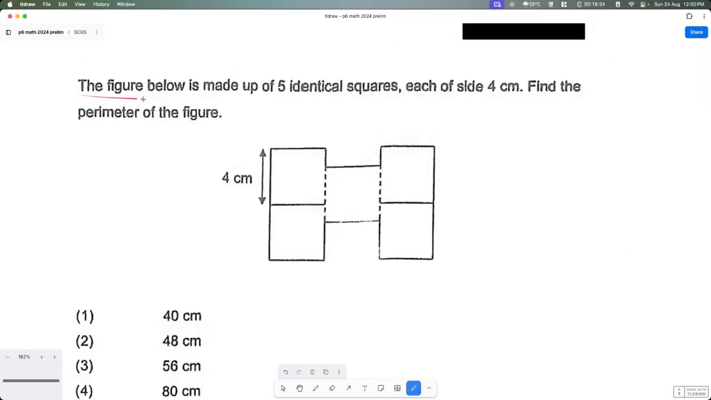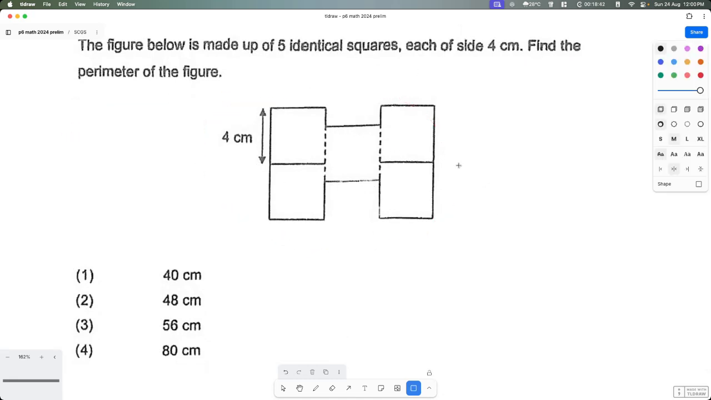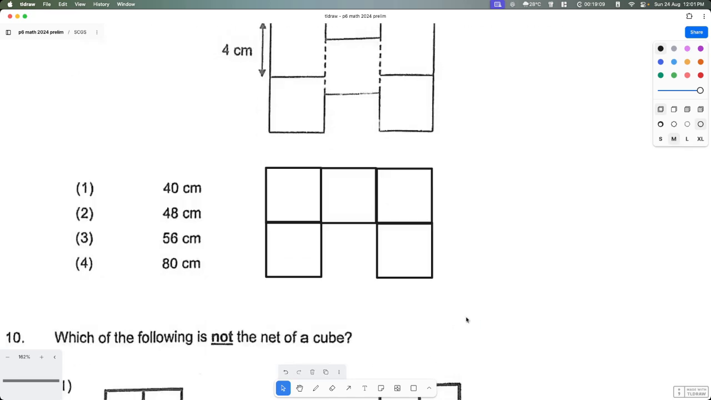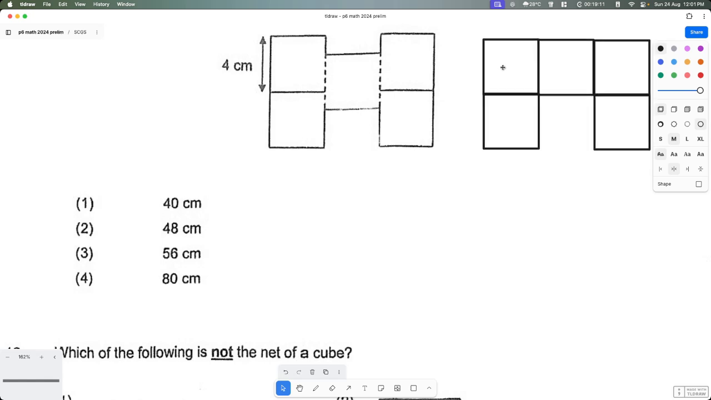All right, so question number 9. The figure below is made up of 5 identical squares, each side of 4 centimeters. Find the perimeter of the figure. If I were to redraw this rectangle, it's actually the same as if this was here as well. Copy and paste like this. So it's essentially the same as this, right?